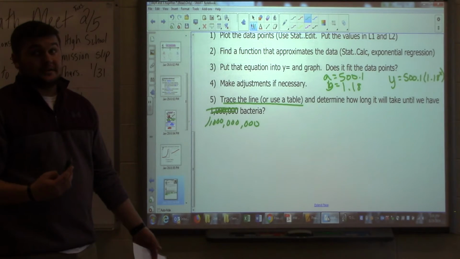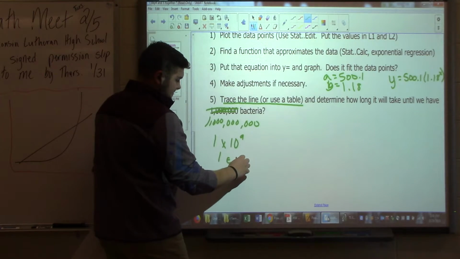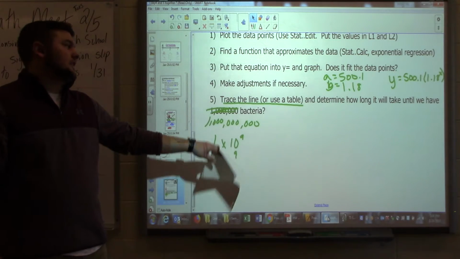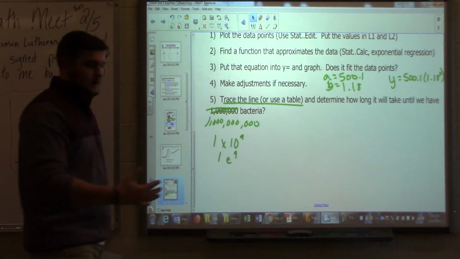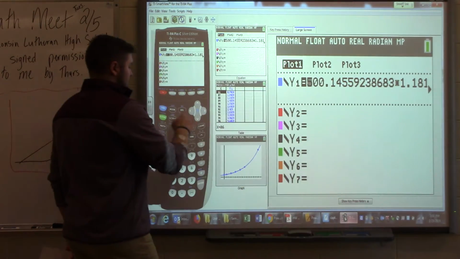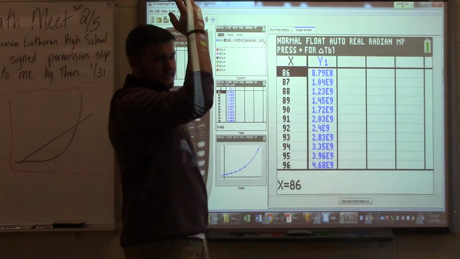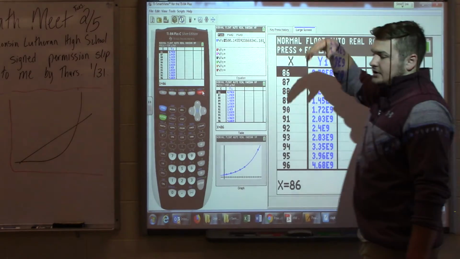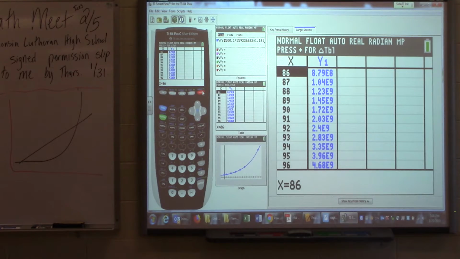Well, you're not going to see 1 billion on the table. You're going to see it as like 1 times 10 to the 9th or 1 e to the 9th. Now, if you're going to trace it, you're going to have to make sure that your window is really big. I would suggest using the table. So what I would do, calculator, second, table. And it'll pop up your table of x values, y values. You got to click down, find around, use the table start button to find where does it say 1.0 e to the 9th. Now, I'm going to do it up here for you because I already got it on my screen. We don't have to take the time to do it.